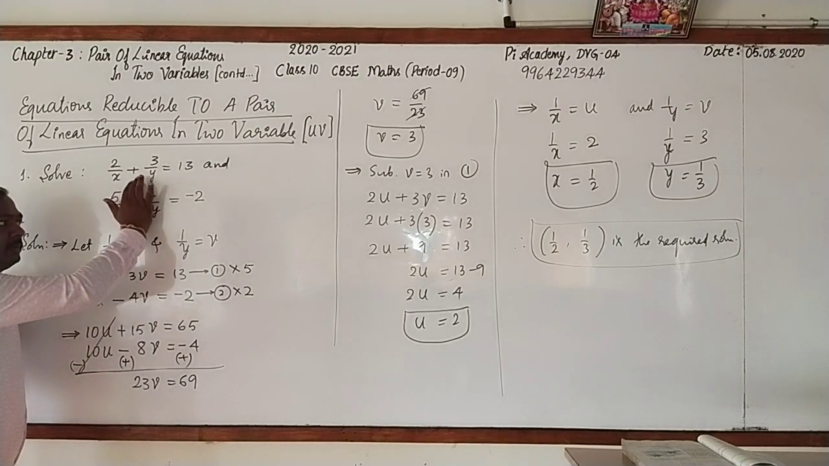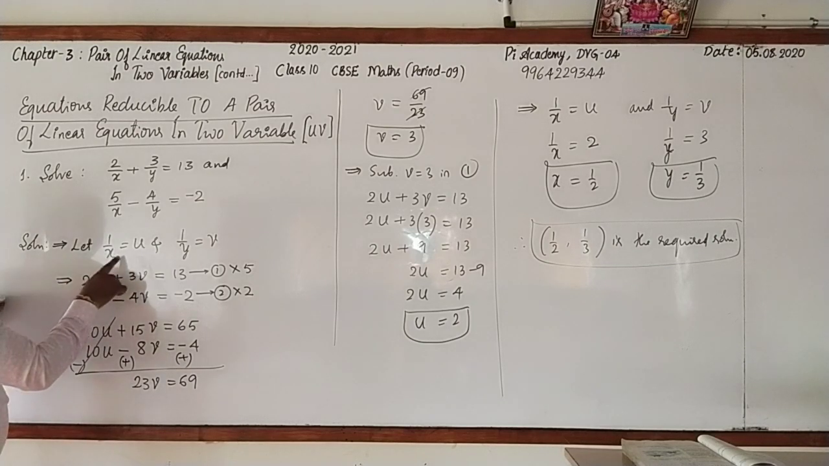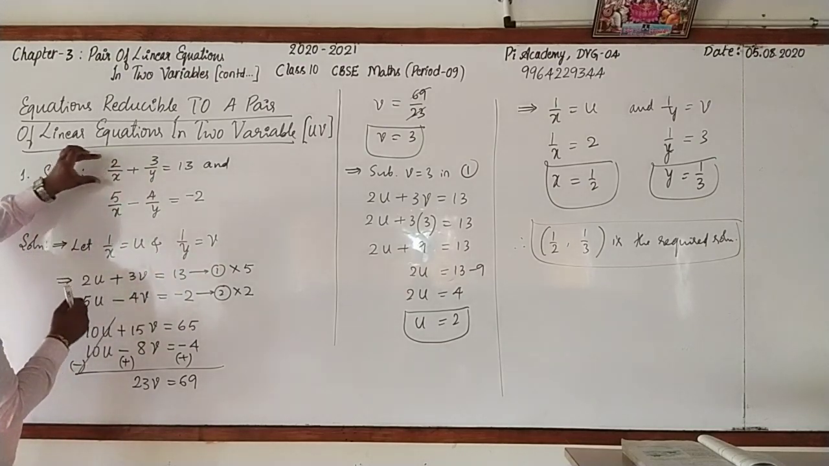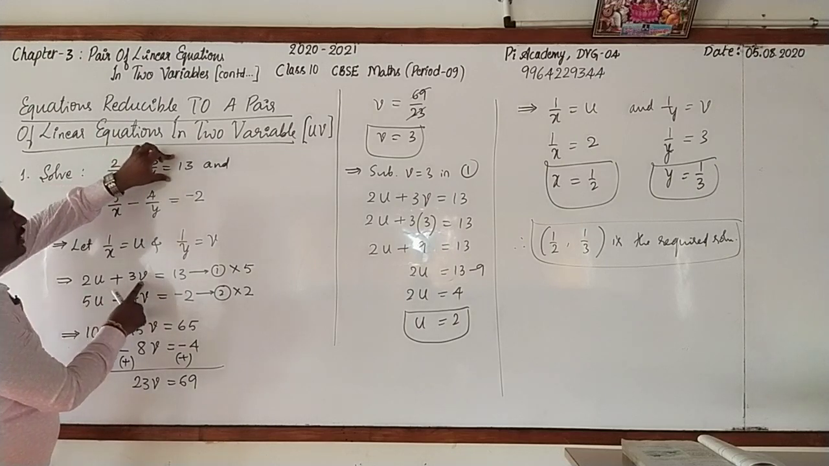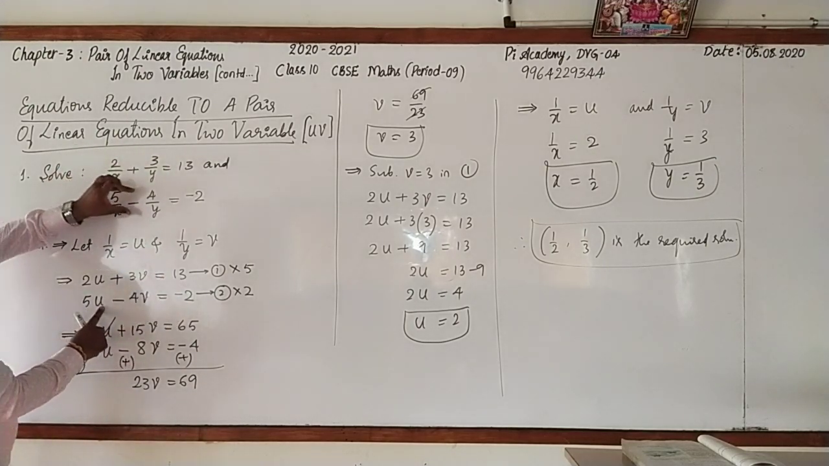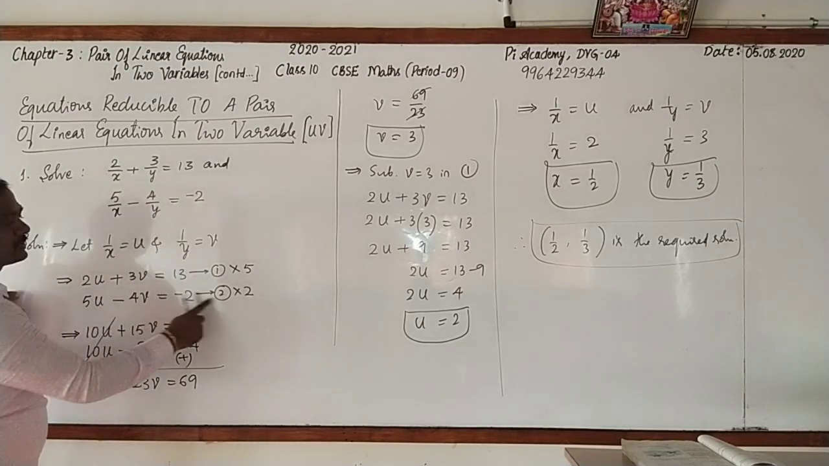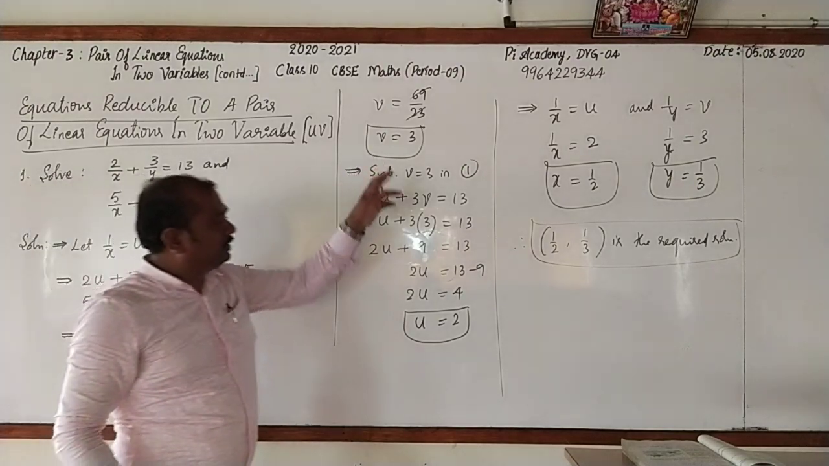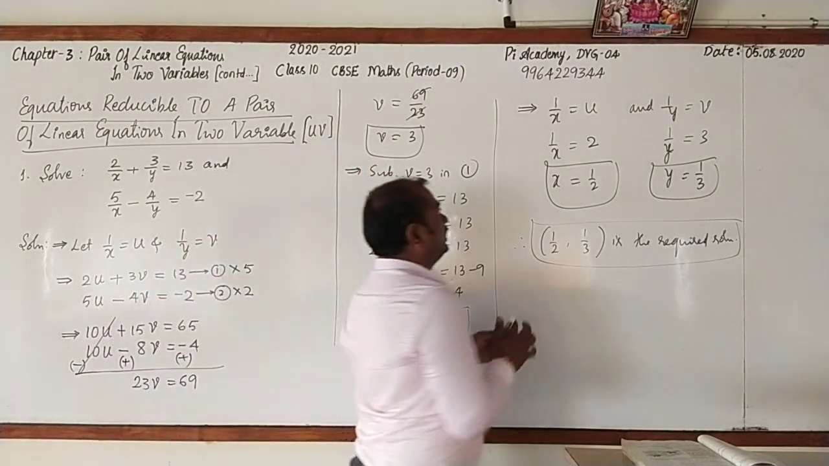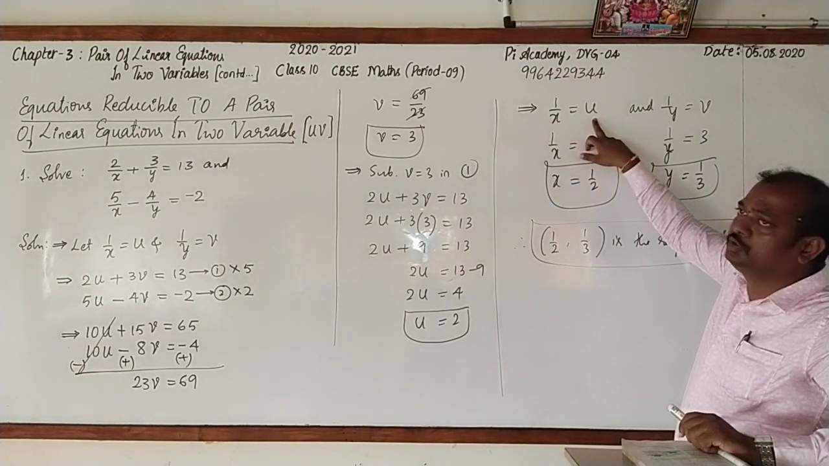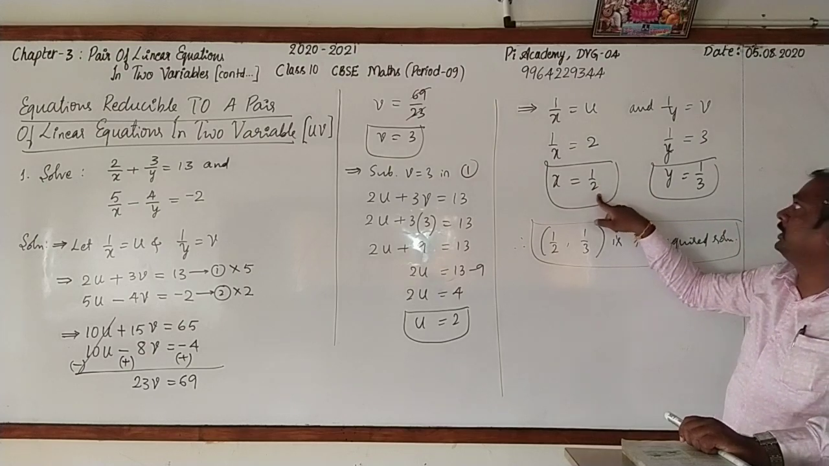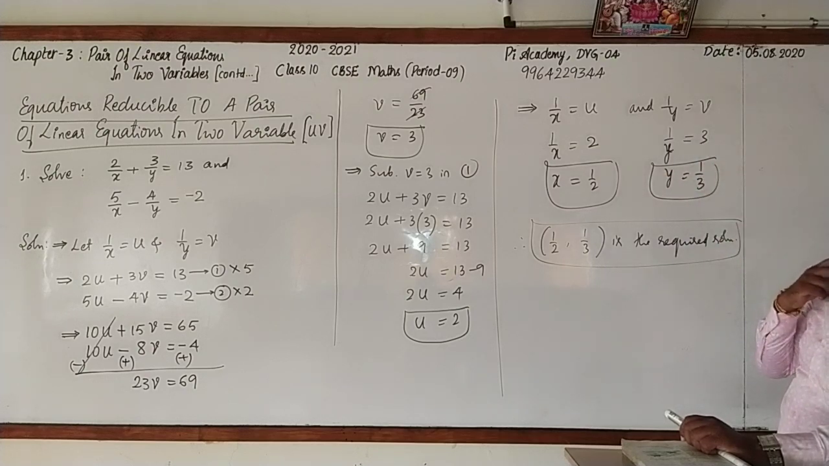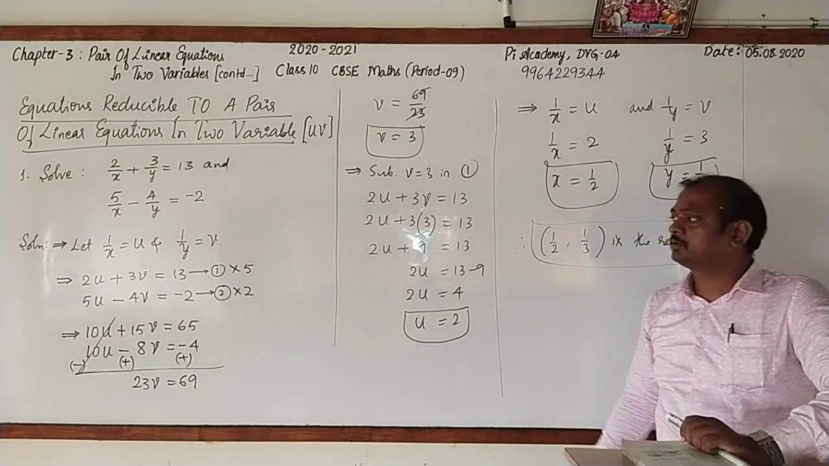Hence, we will go for reducing them into linear equations in two variables. Here, therefore, we have assumed 1 by x as u, 1 by y as v. Then 2 by x can be written as 2u, 3 by y can be written as 3v equal to 13 as it is. Next, 5 by x as 5u minus 4 by y as 4v equal to minus 2. Call it as second equation. Then solve it by elimination method. By elimination method, you can get u and v values, but we want x and y. Hence, we have to take our assumption 1 by x equal to u is nothing but 2, cross multiplication, x is 1 by 2. 1 by y is v value, which is 3, cross multiply, y equal to 1 by 3. So this is the required solution. Yes, copy.